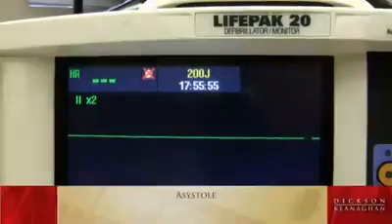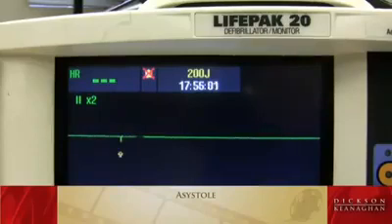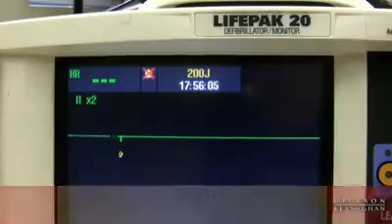Asystole, a deadly rhythm. We will check in more than one lead to see maybe it is V-fib, but asystole, there's no rhythm. Start CPR.